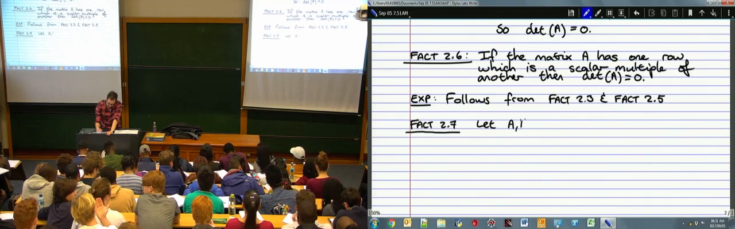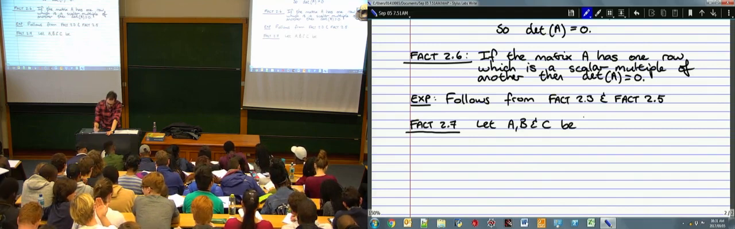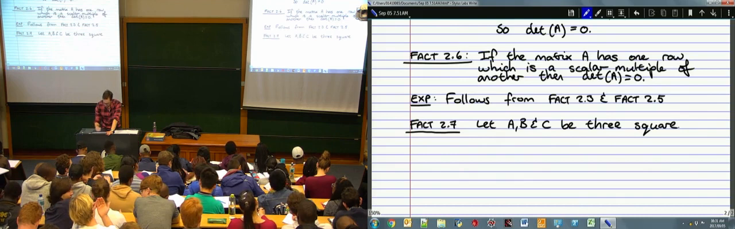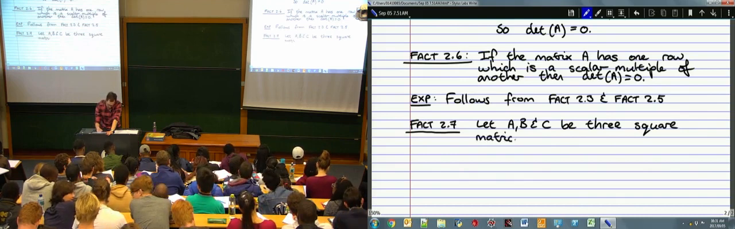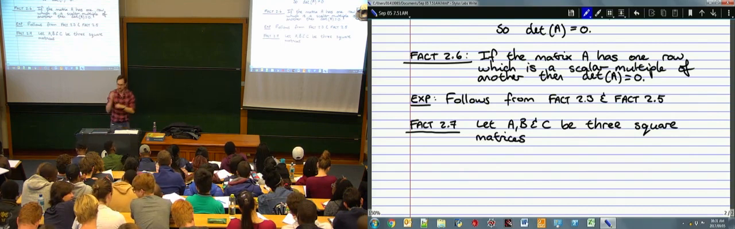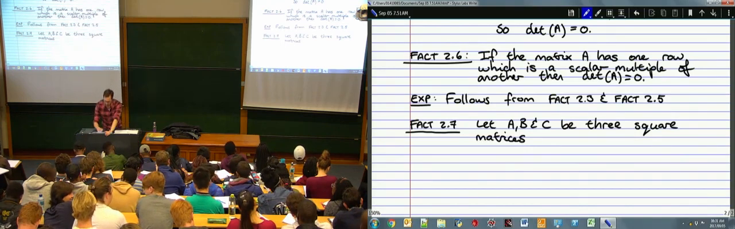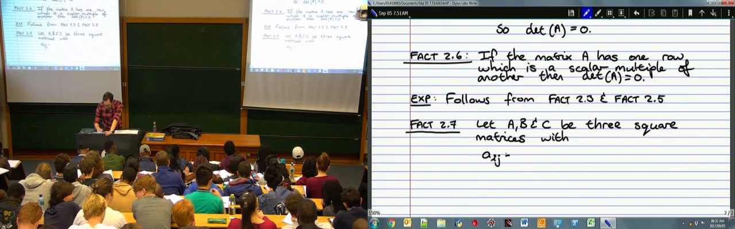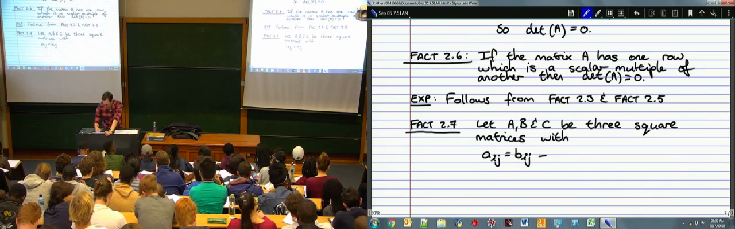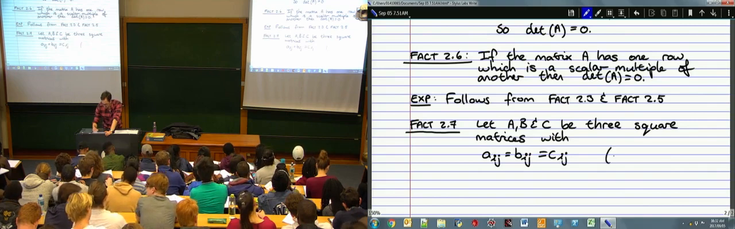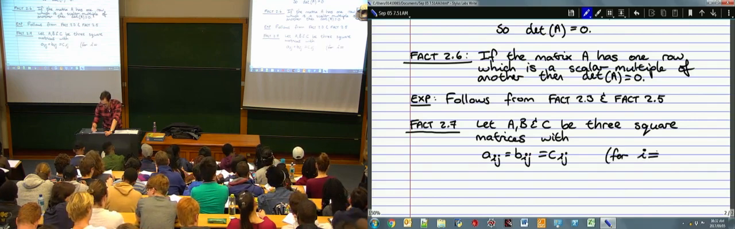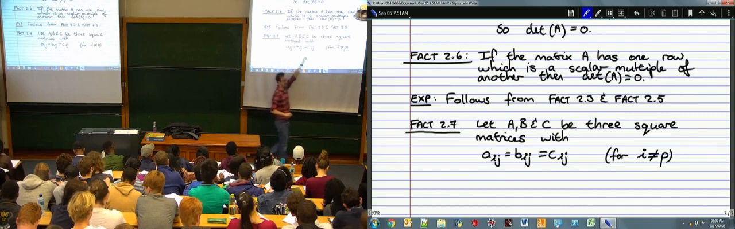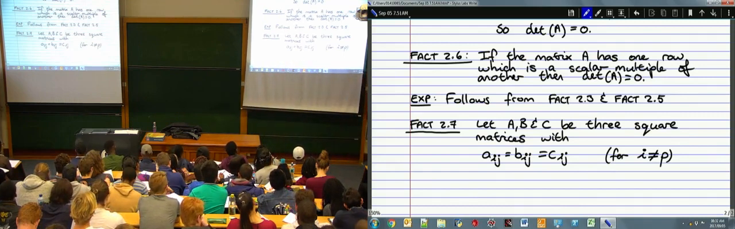So let A, B, and C be three square matrices with Aij equal to Bij equal to Cij in all the rows except one. So in all the rows except one, the entries are exactly the same.